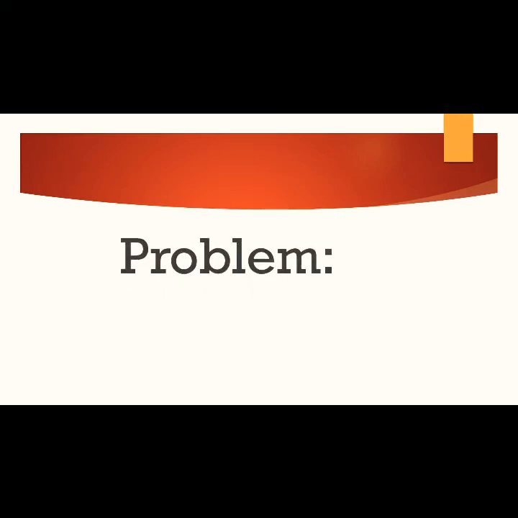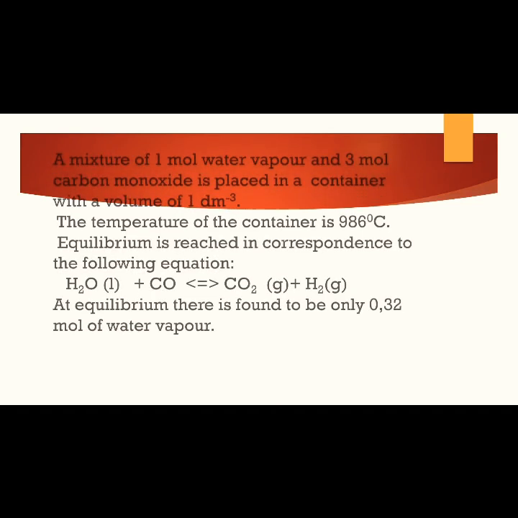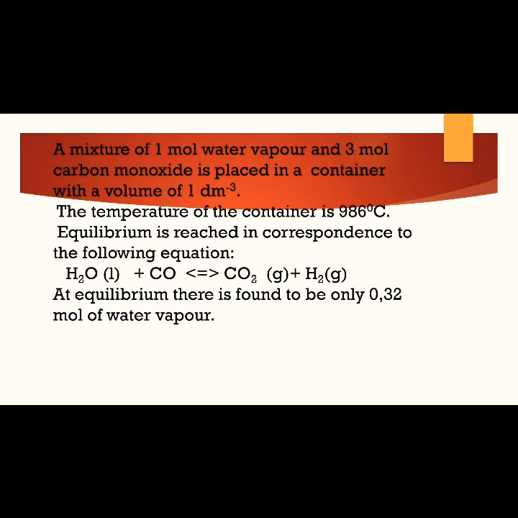Let me start this topic by working out a problem. A mixture of 1 mole water vapor and 3 moles carbon monoxide is placed in a container with a volume of 1 decimeter cube. The temperature of the container is 986 degrees Celsius.